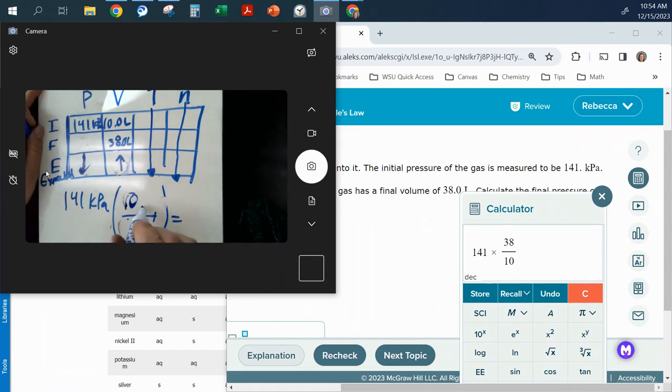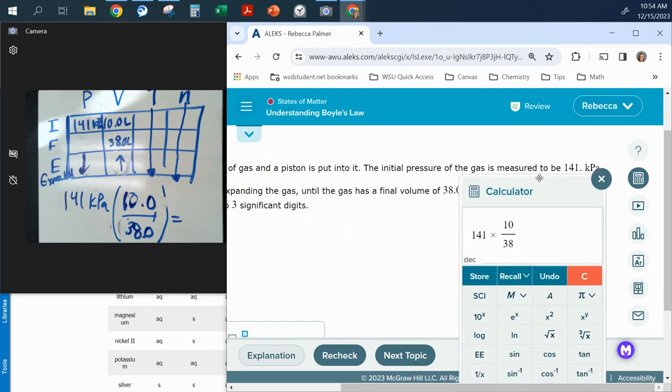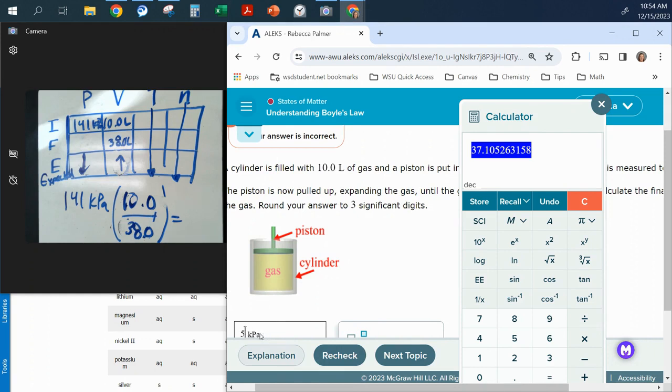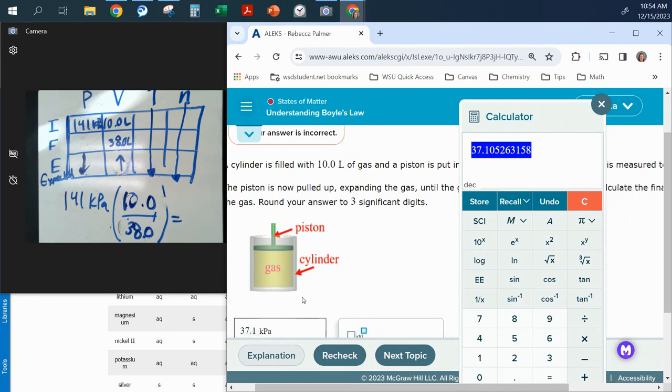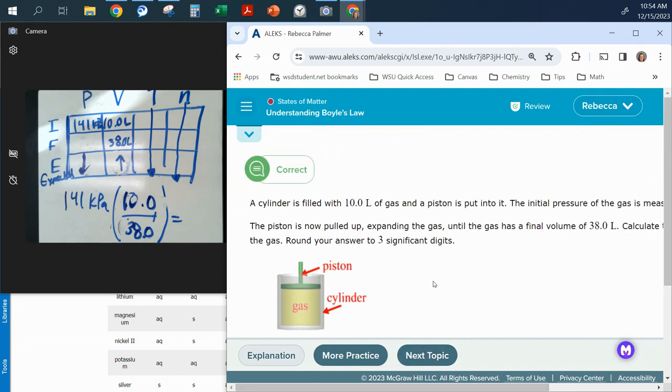So then that would be 38. So we'll just switch those. Okay, so that would be 37, and that goes down, so that's good. 37.1, let's try that. Okay, great.